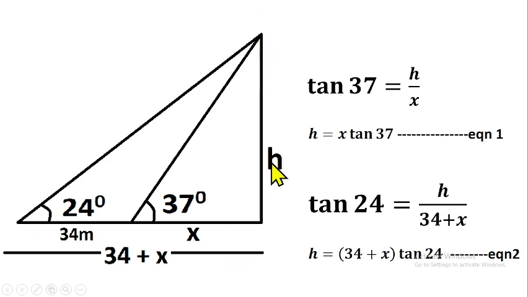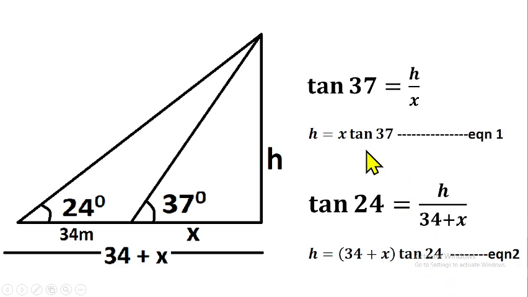Also, from the big triangle, which is also a right angle triangle, the angle 24 degrees belongs to this big right angle triangle. What is the relationship between this angle 24 degrees, this side, and the full base? That's also tan, opposite over adjacent. So tan 24 degrees gives us h over the base, which is 34 plus x. Making h the subject, if you cross multiply, h equals 34 plus x multiplied by tan 24, which we call equation 2.